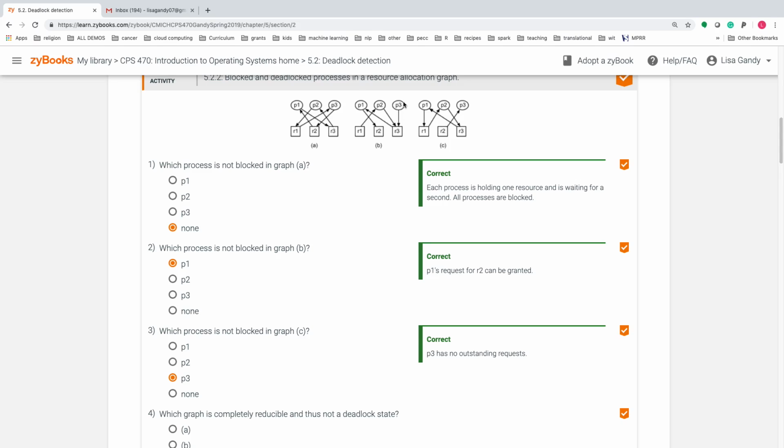Which one here is not blocked? P1. You can take that out, right? So we take P1 out and all of its edges. I guess we could draw it. Okay, so P1's not blocked, right? We have R1, R2, R3.